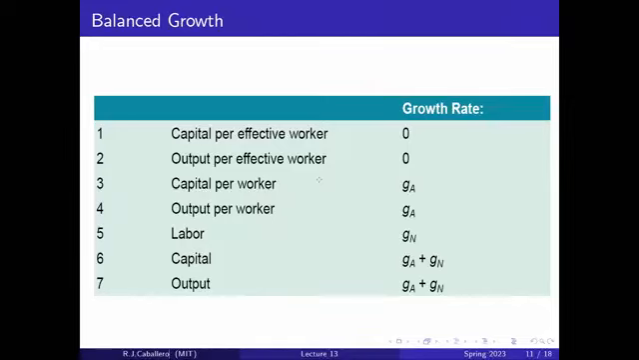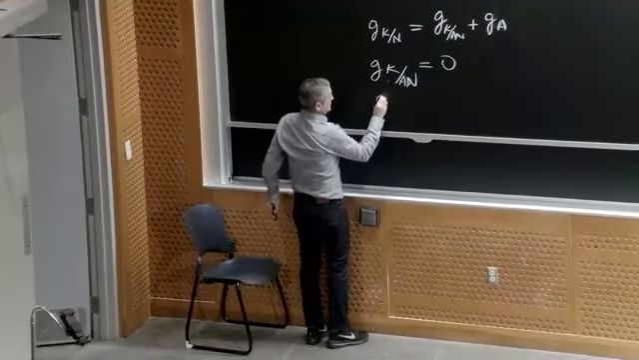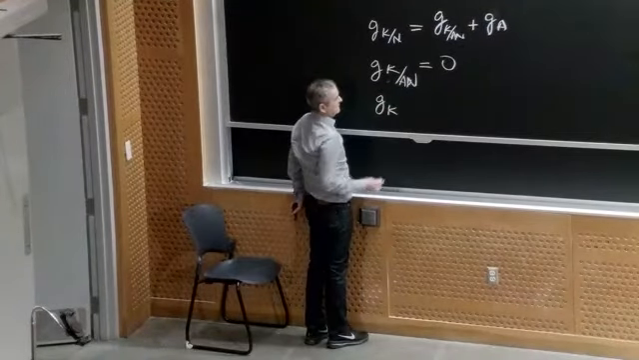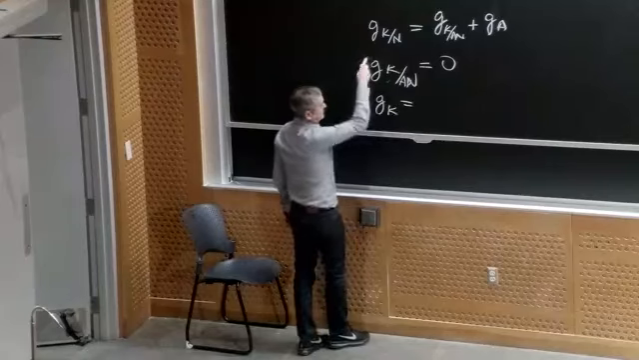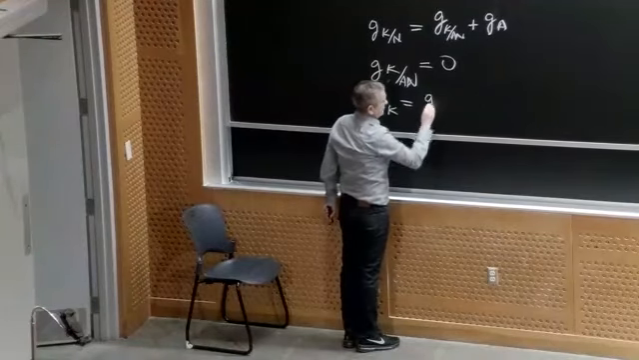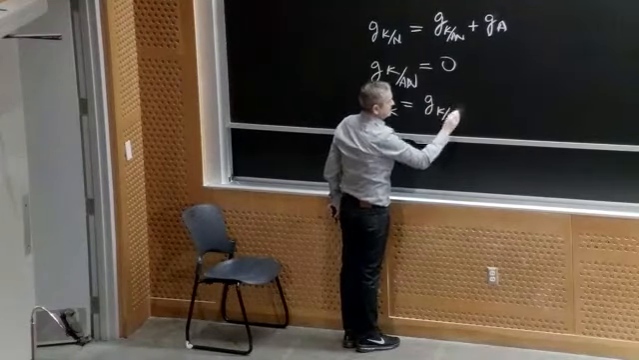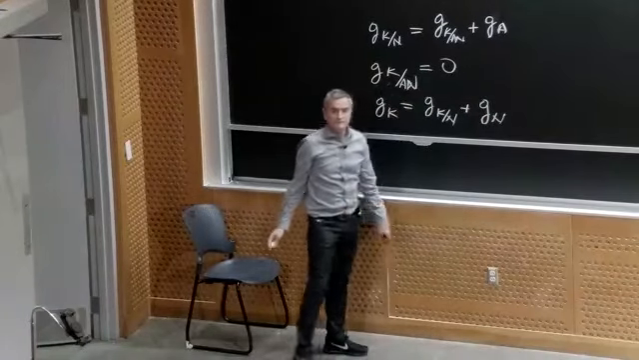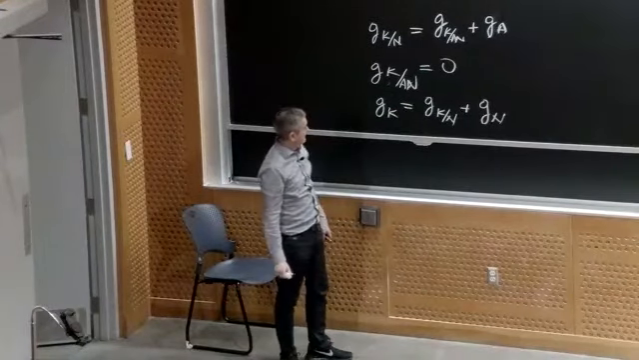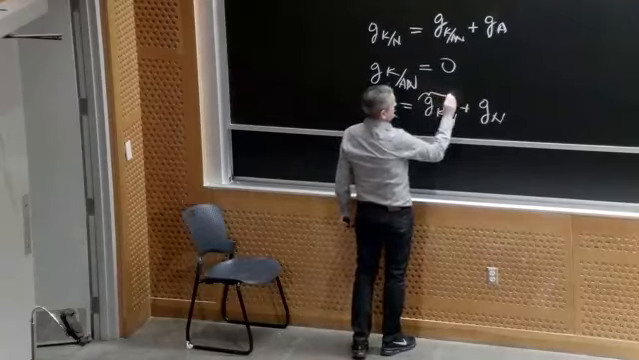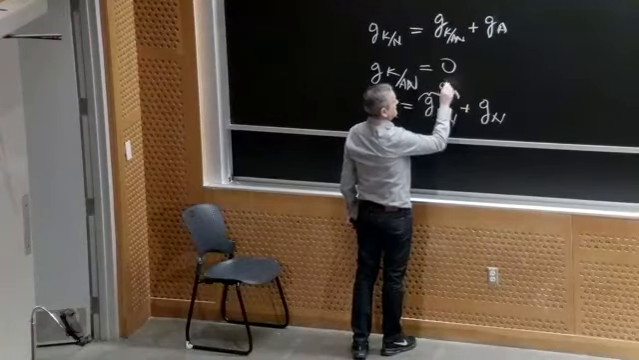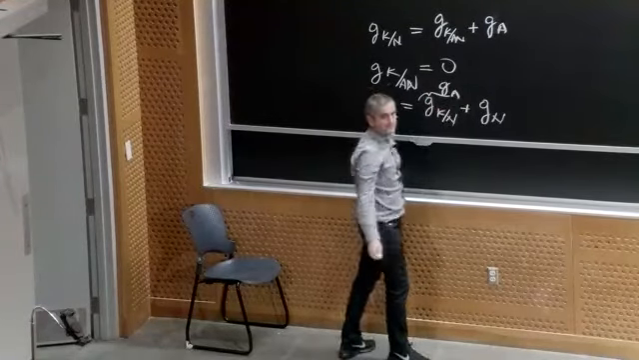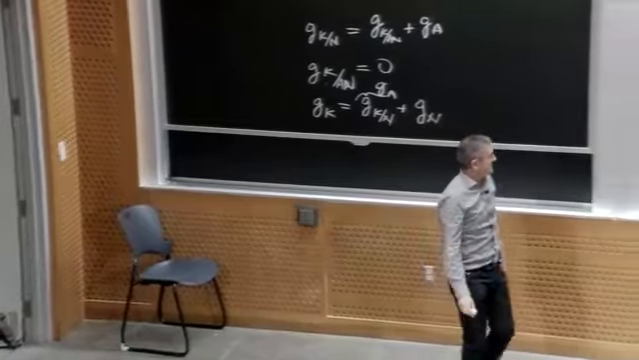And I can do the same as I was in here. So I'm asking you the question, GK, what is the rate of growth of GK? Well, it's going to be equal to the rate of growth of K over N plus the rate of growth of N. Okay? This is equal to GA. So it's GA plus GN. And the same happens for output.